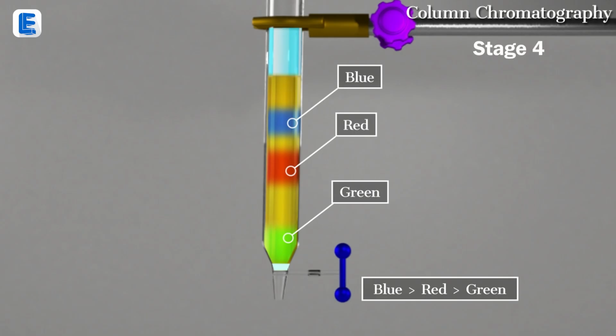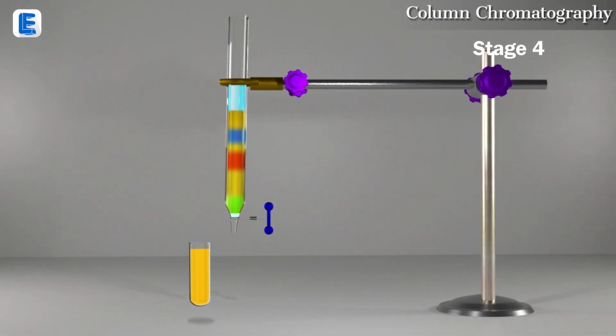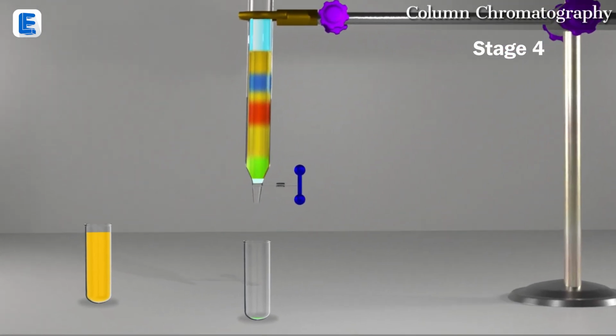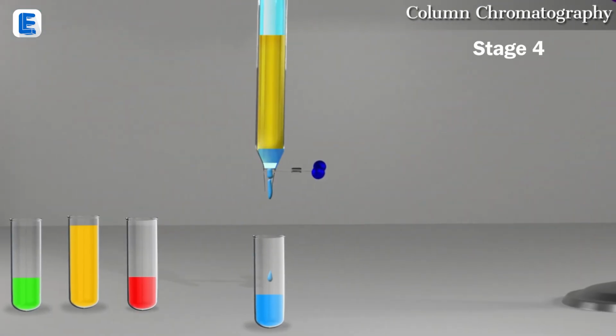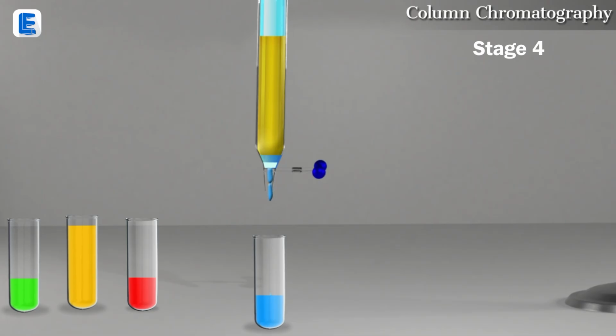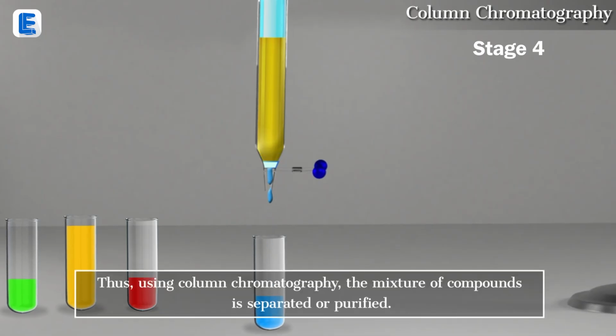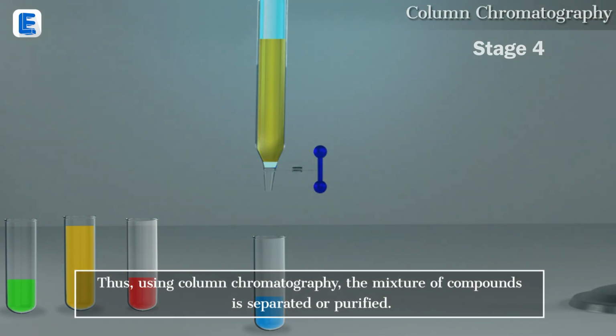Stage 4: the green-colored compound travels first because it is polar. When it reaches the end of the column, a clean test tube is taken to collect the green substance. After that, the red component is collected, and finally, the highly non-polar blue component is collected. Each is collected in a separate test tube. Thus, using column chromatography, the mixture of compounds is separated or purified.